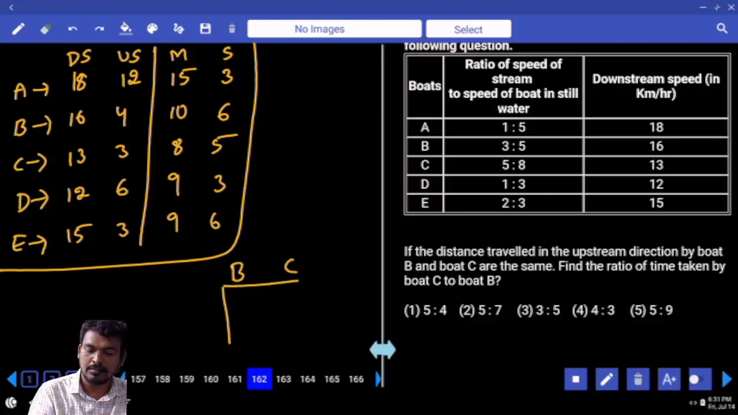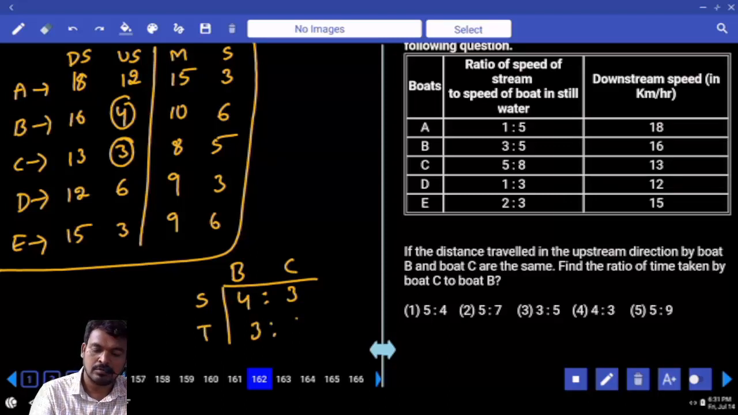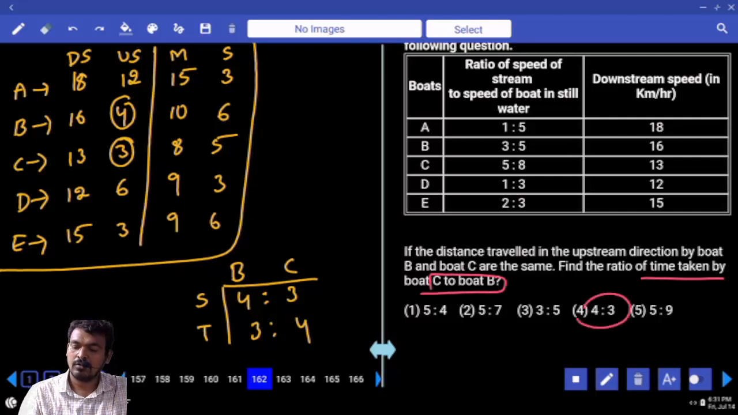Both are in upstream or downstream? Upstream. What is the upstream speed of boat B? 4. What is the upstream speed of boat C? 3. What is the speed ratio? 4:3. Then the time ratio will be 3:4. What is the question here? Ratio of the time taken by C to B or B to C? C to B. What is the answer? 4:3.